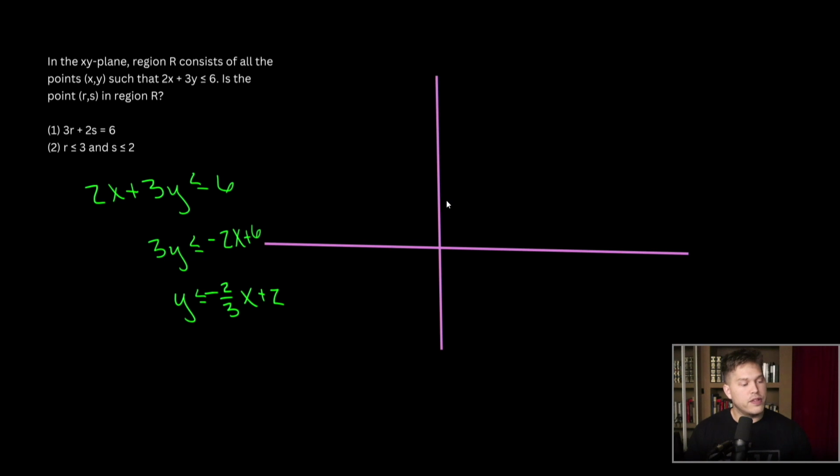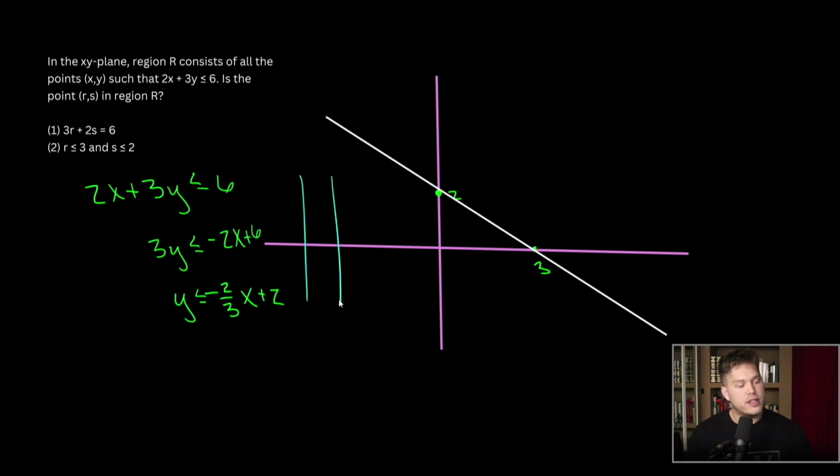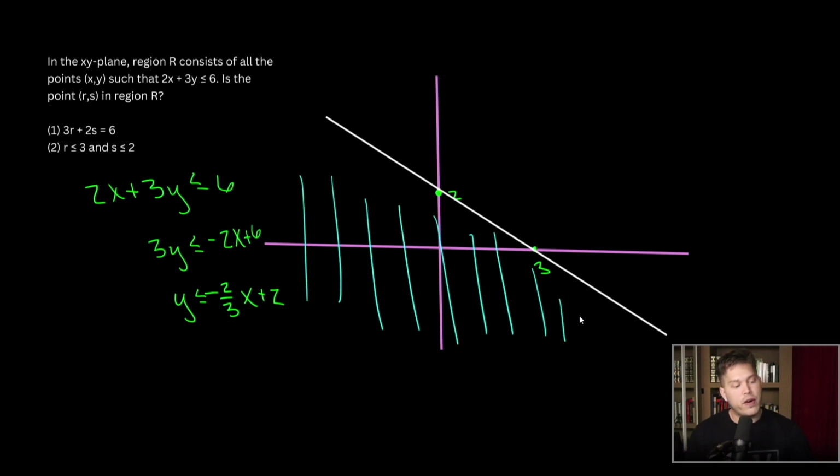Next, let's graph this. We know our y-intercept is 2, and our slope is negative 2/3. So we'll put a 3 right here, and then graph this line. Since we're told that region R is less than or equal to this line, we're looking for anything that falls in this shaded area.